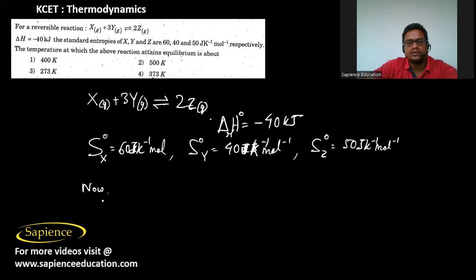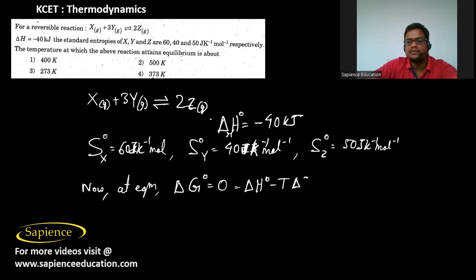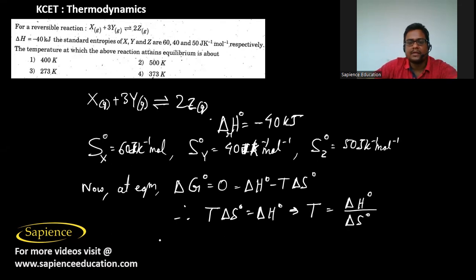So now, as you know that at equilibrium, delta G naught will be equal to 0, which is equal to delta H naught minus T delta S naught. So therefore T delta S naught will be equal to delta H naught. So therefore T we can find that is equal to delta H naught by delta S naught. Now delta H naught is minus 40 kilojoule.